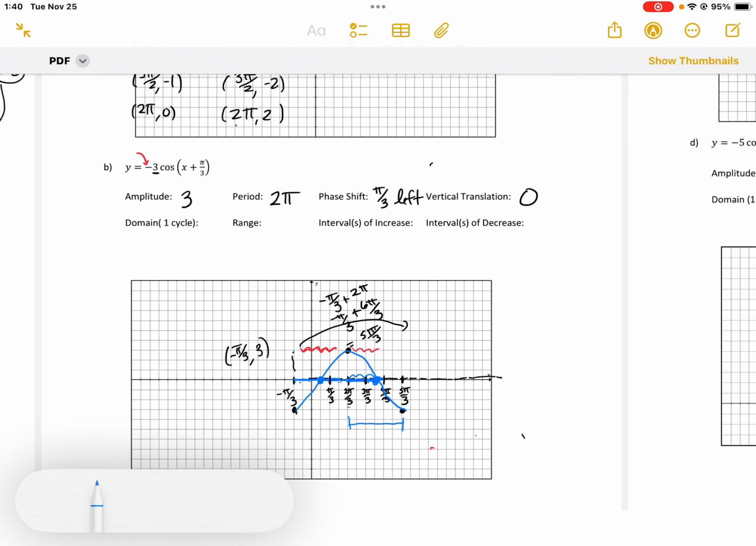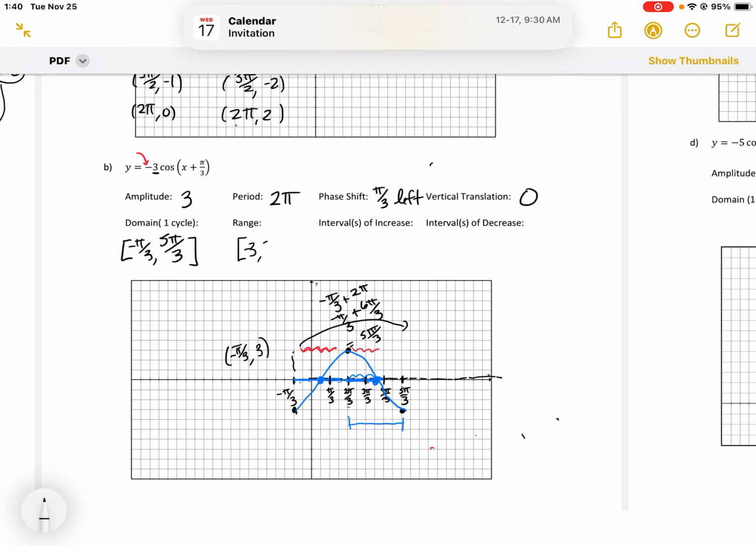So the last thing that we'll do here is fill in our domain. So our domain is going from minus pi over 3 to 5 pi over 3 because we're only graphing one cycle. Our range is in between minus 3 and 3. That's our lowest value of y to the highest value. And the intervals of increase this time are the first half of the graph. So minus pi over 3 to 2 pi over 3. And then the intervals of decrease would be from 2 pi over 3 to 5 pi over 3. You are sliding down on the second half.